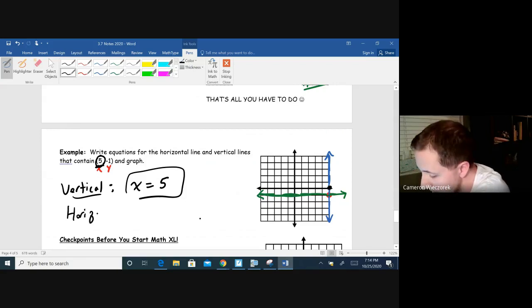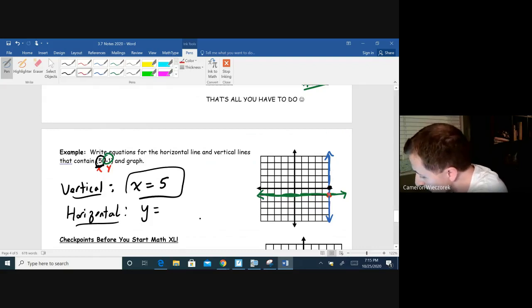The horizontal line needs to start with y equals. Big clue, they're telling you it goes through a height of negative 1. That's your y value. So we would expect this to be negative 1. Look at every single dot on this green line. What's the y value no matter what? And especially at the y-intercept, negative 1. Again, they're giving you that clue in the ordered pair. They're telling you it crosses through negative 1.